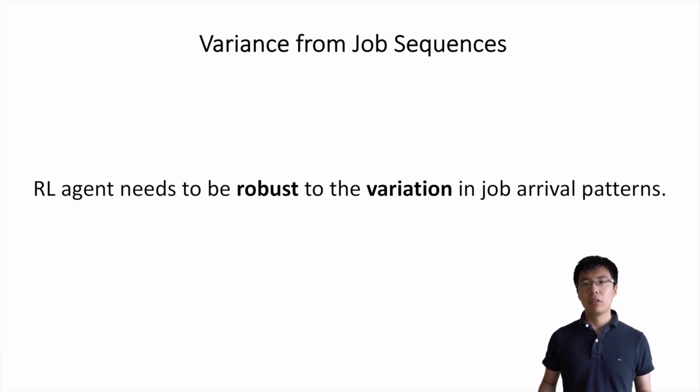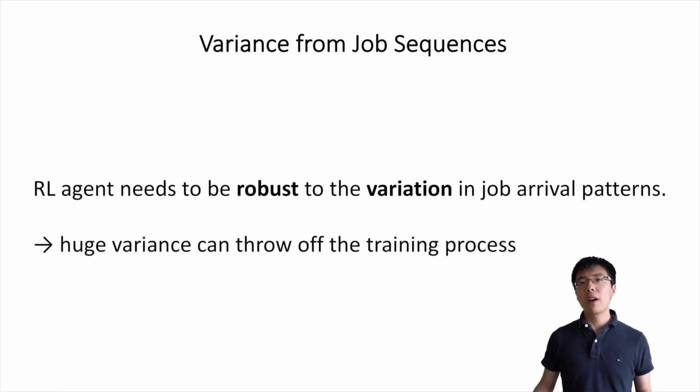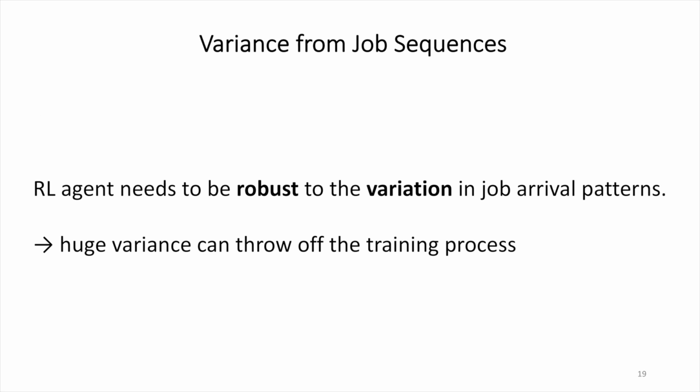A strong scheduler needs to be robust to the variations in the job sequences. It's also well known that in practice, the job size distribution is heavy-tailed, which creates a huge amount of variance. In order for the agent to learn robust scheduling policies against workload variations, we need the training set to contain a wide variety of job arrival patterns. Now, this variance in the job sequences becomes a problem that can throw off the reinforcement learning training process.